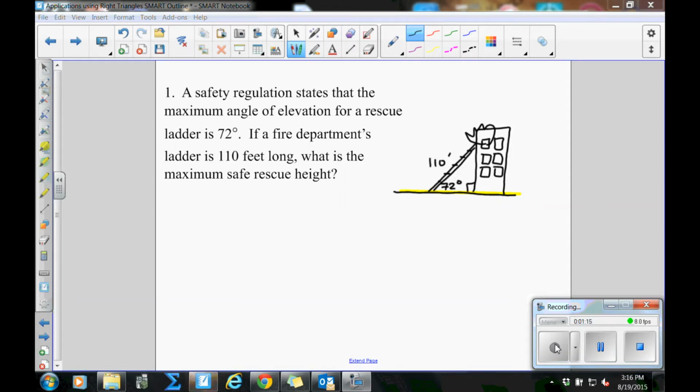So technically we have this triangle, and we're trying to find out how high up the ladder will reach. If I look at the given information, the angle I have corresponds with the opposite side that I need and the hypotenuse. So make sure you are in degree mode. Nice thing about applications is we'll always stick with degree mode. And multiply both sides of the equation by 110.